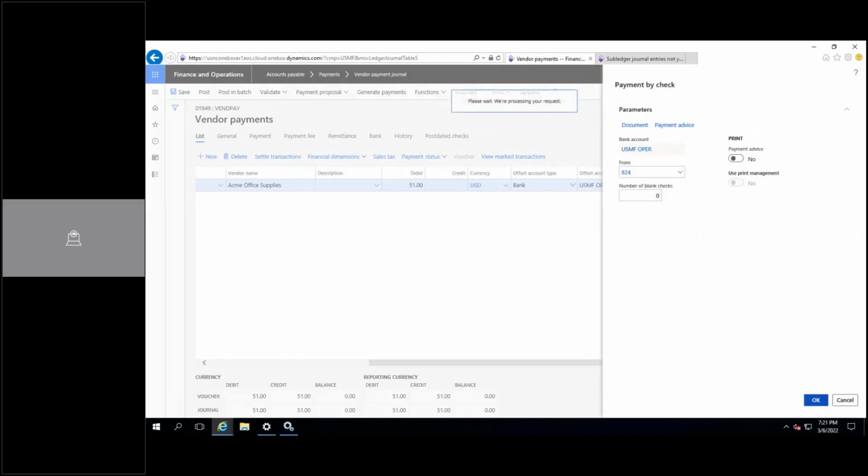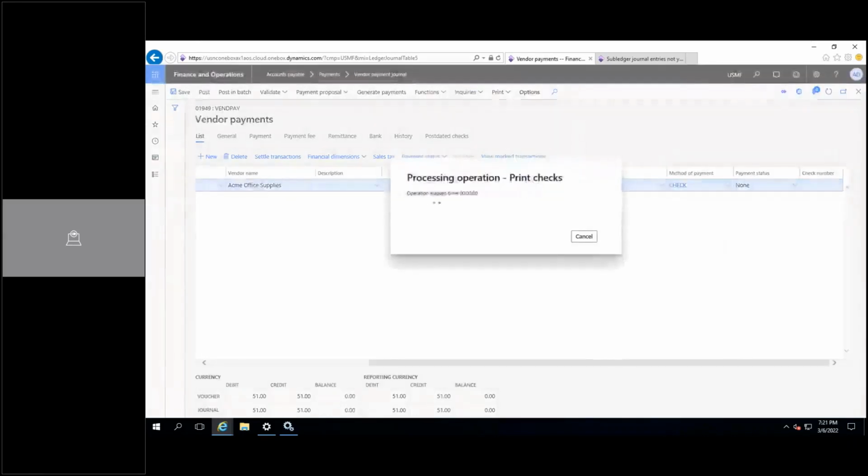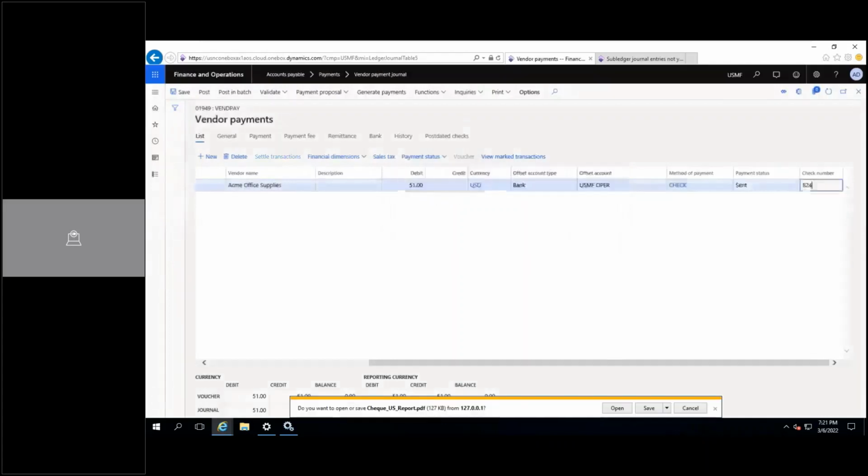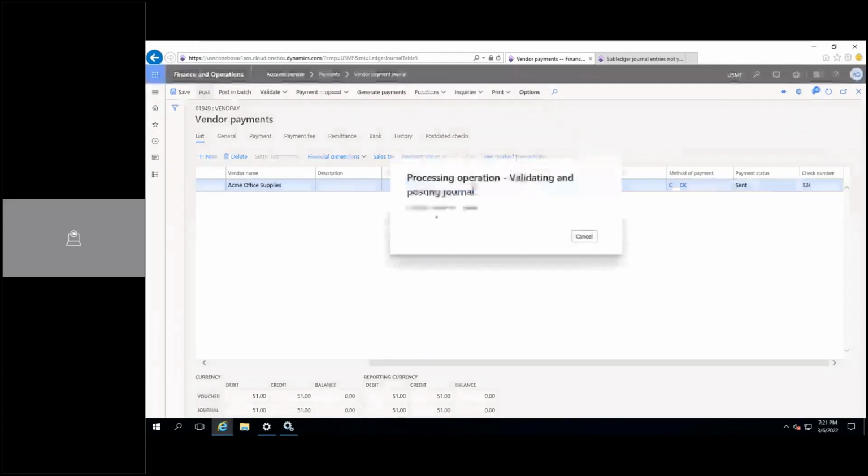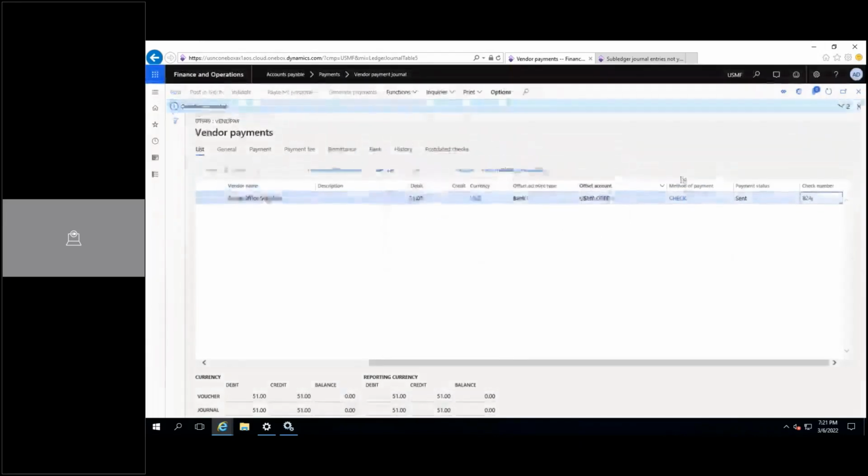Now look at this one. This time it is much quicker. So it was generated very quickly now. Only the first time it will take long. Next number, check number 824, and you can click on the post button. This is vendor payment. How to do these setups, how to create the bank, how to do this method of payments, everything you are going to learn one by one, slowly.